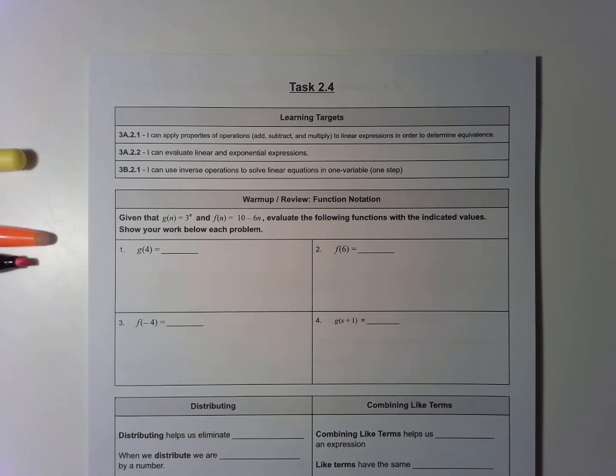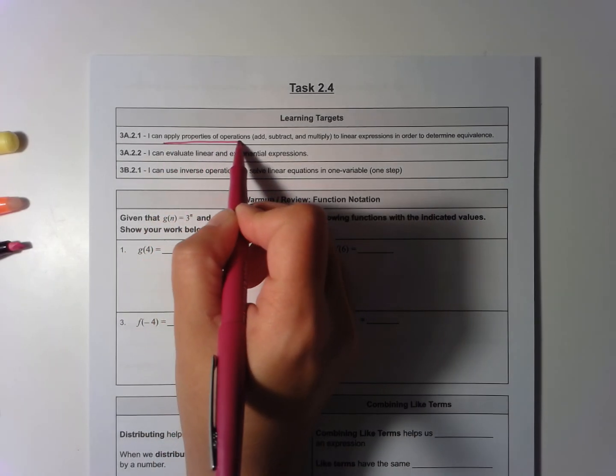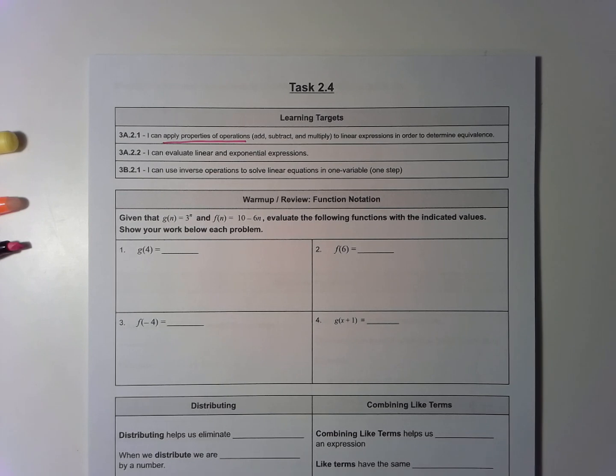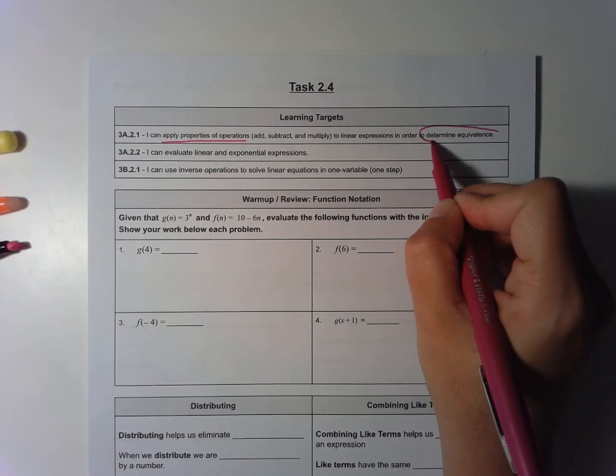Everybody. So today's video is going to be about Module 2, Task 4, which is going to be about three big ideas. The first big idea is I can apply properties of operations, which is adding, subtracting, and multiplying, to linear expressions in order to determine equivalence. Now, determine equivalence means decide if they're equal or not.